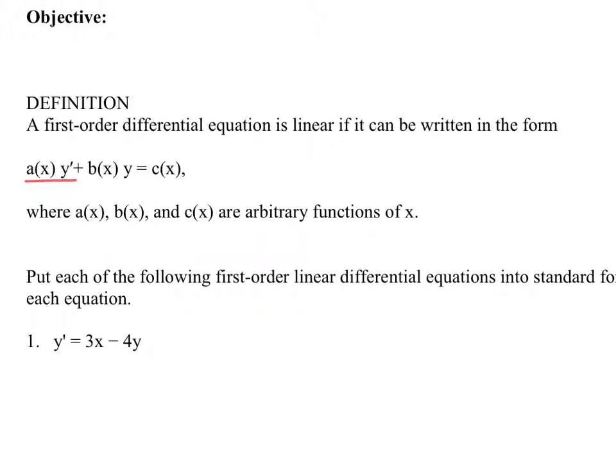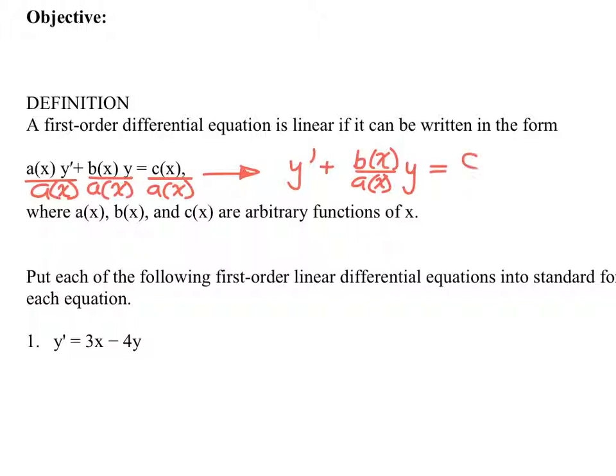So anyway, I'm going to divide each part of this by the function a of x. And what we get is a new equivalent relation, and that is y prime plus b of x over a of x times y equals c of x over a of x.